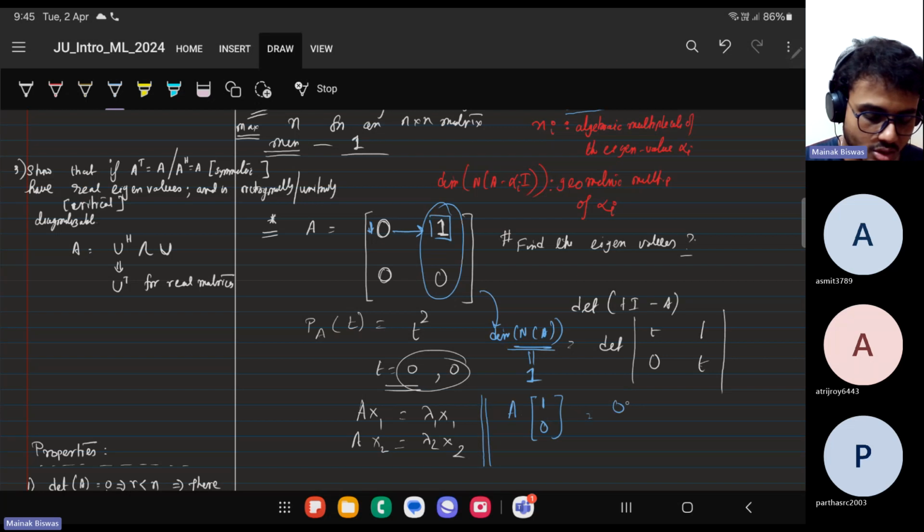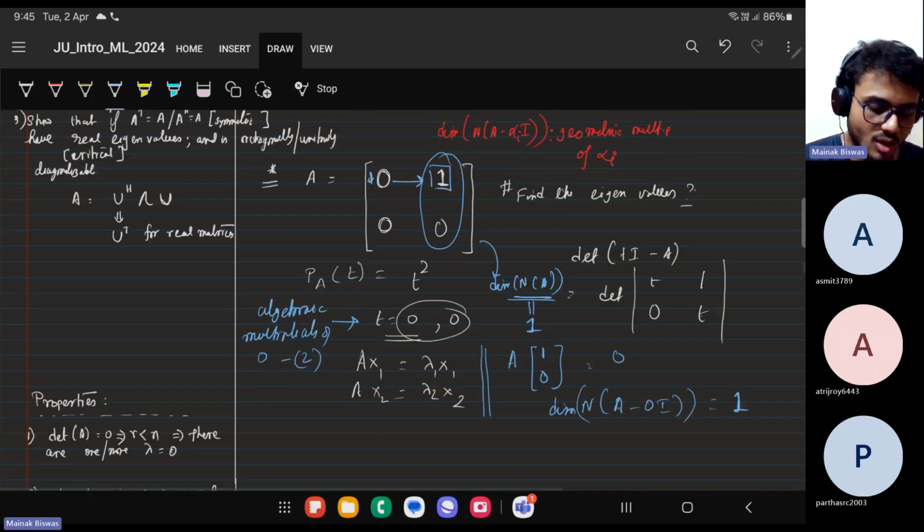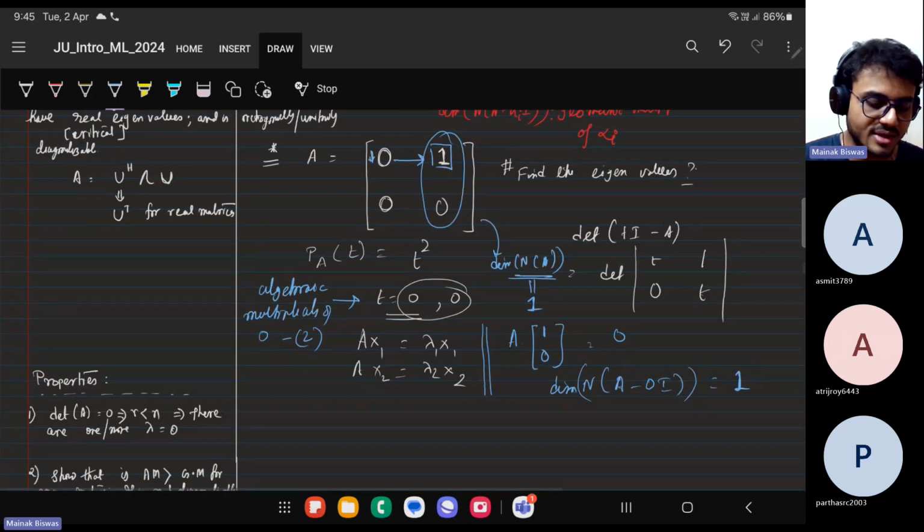So you see, what is the algebraic multiplicity of 0? It's 2. But what is the geometric multiplicity? The dimension of the null space of A minus 0I. What is this dimensionality? It is 1. So we are observing one thing. Generally, it will not happen like this.